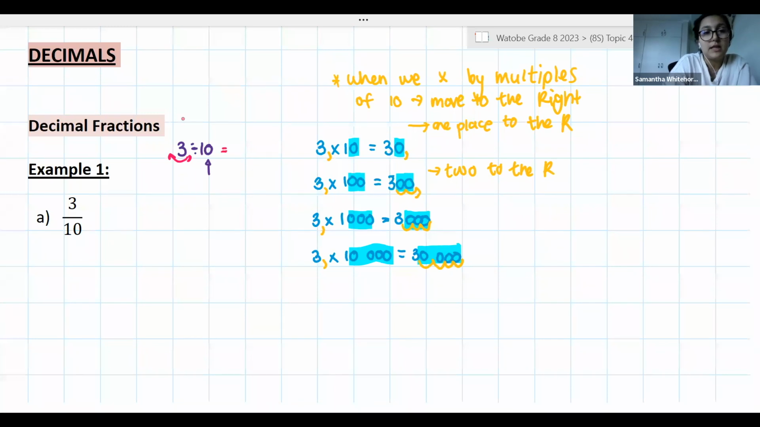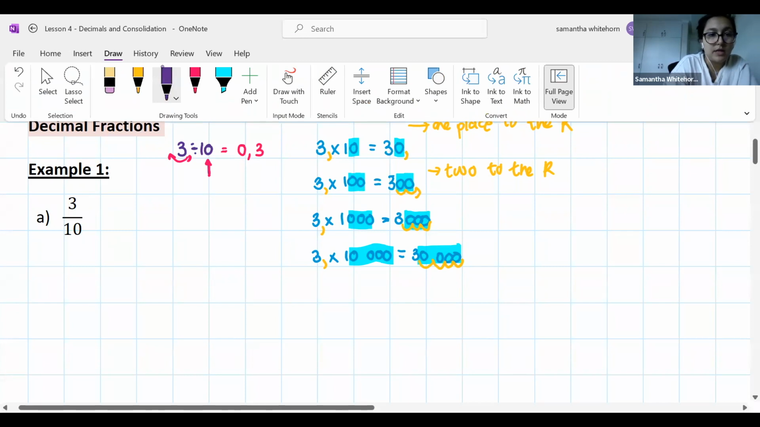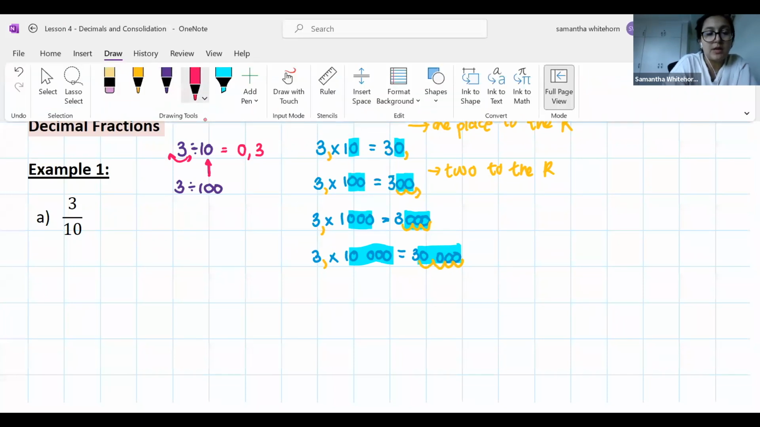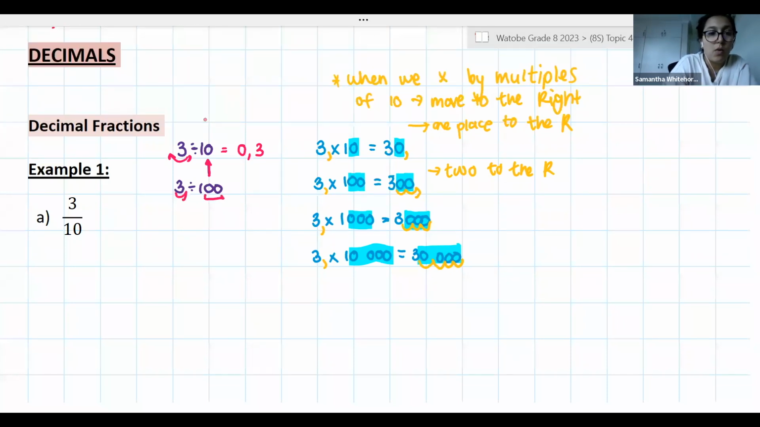And so my answer here is now 0,3. I've moved that one placeholder that the 0 represents to the left. And this will now apply, because we've seen this pattern, to any multiple of 10. So if I said 3 divided by 100, I've got 2 zeros. So that's telling me I must move my comma 1, 2 places to the left.